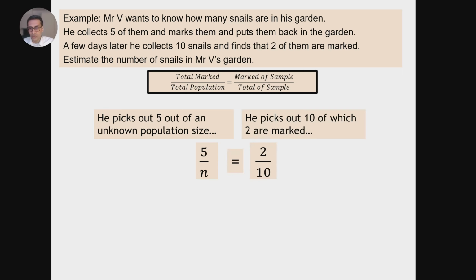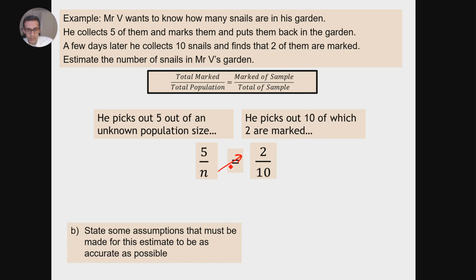And essentially, we're just going to solve this by cross multiplying. 5 times 10 equals 2 times n. Once you do the cross multiplication here, which I'll just write here, so 5 times 10 is 50 equals 2n. So n is going to be 25. So that is the total population. And this is an estimated total population. So n is approximately 25.